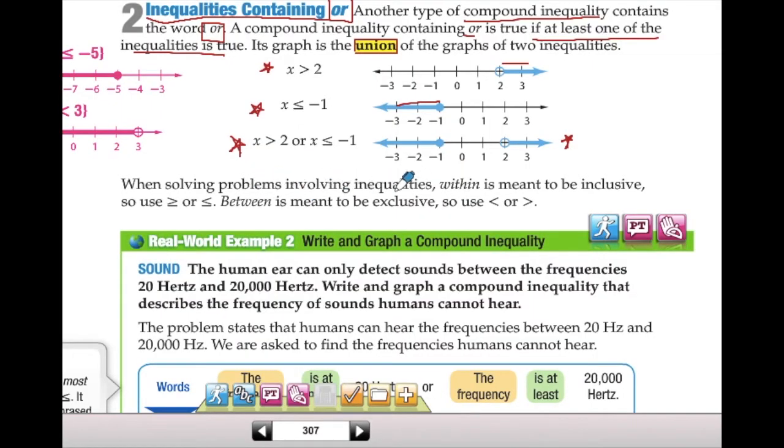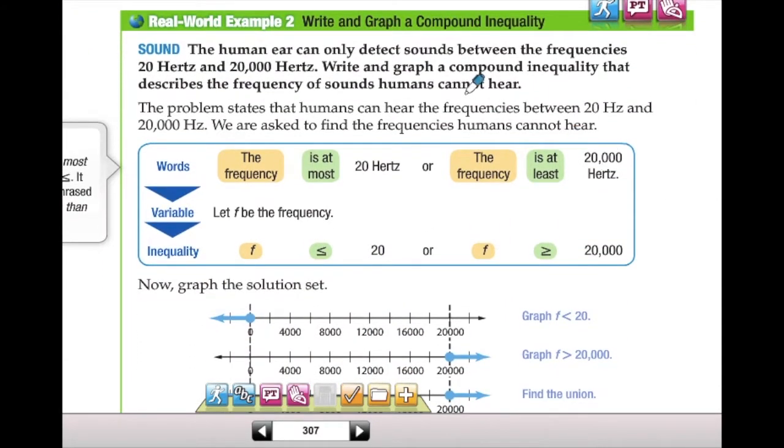When solving problems involving inequalities, within is meant to be inclusive, so use greater than or equal to or less than or equal to. The word between is meant to be exclusive, so you're going to use less than or greater than. Please make sure you have that in your notes. For example 2, we're going to write and graph a compound inequality. So again, taking words and translating those to numbers and symbols, and then graphing the solution set.